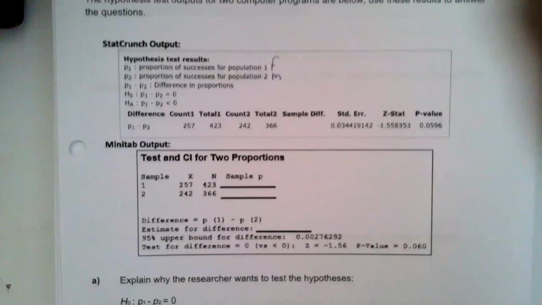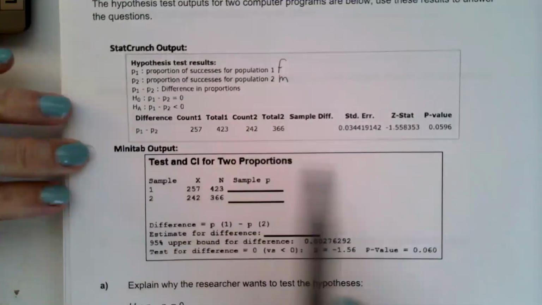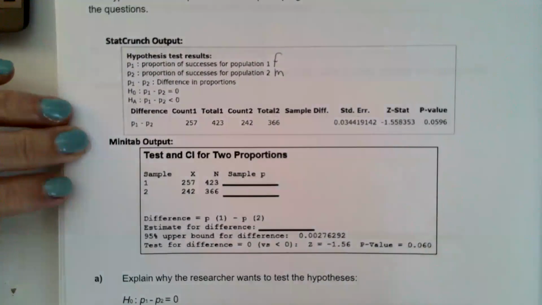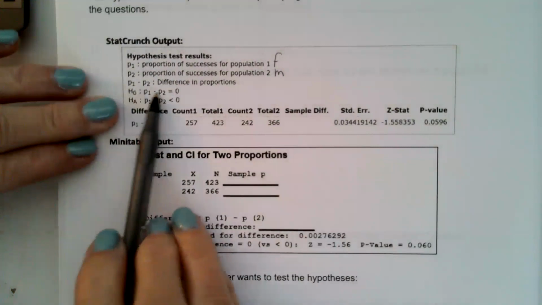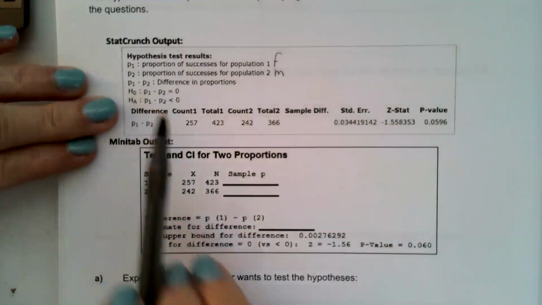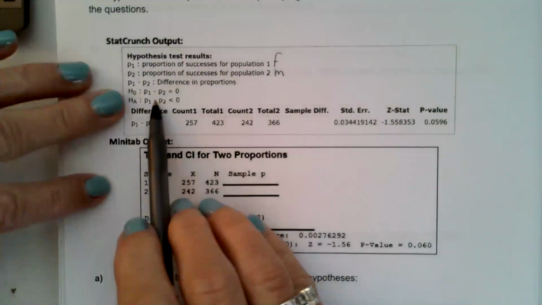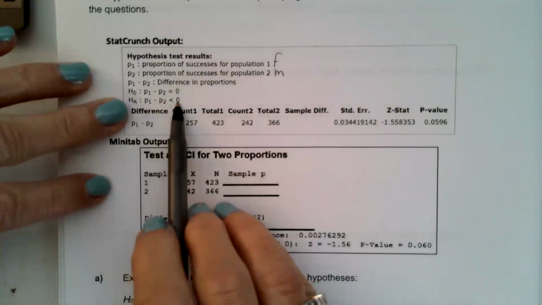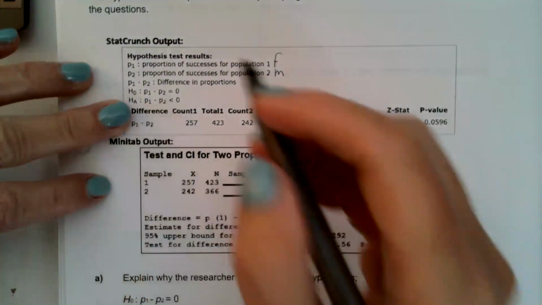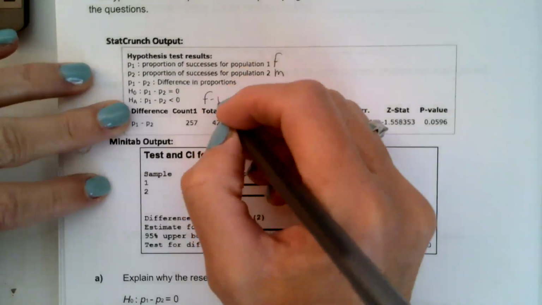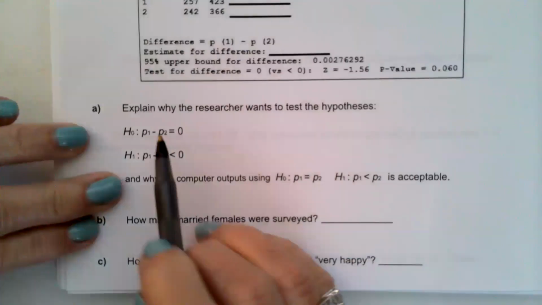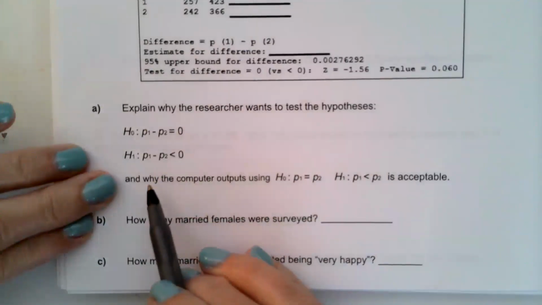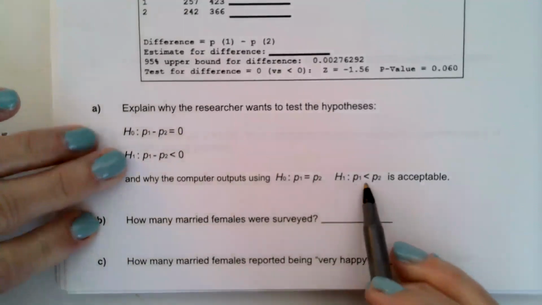So let's just look at the 2 outputs. We have StatCrunch and Minitab, similar to what we had in 10.1 as well. And notice they just give things in a little bit different format. So in StatCrunch, they show us the hypothesis test, and it looks like the difference is less than 0, but it's P1 minus P2. So that would be female minus male is less than 0. If you look down at letter A, it's asking us what that means. Explain why the researcher wants to test this hypothesis and why the computer outputs have this.